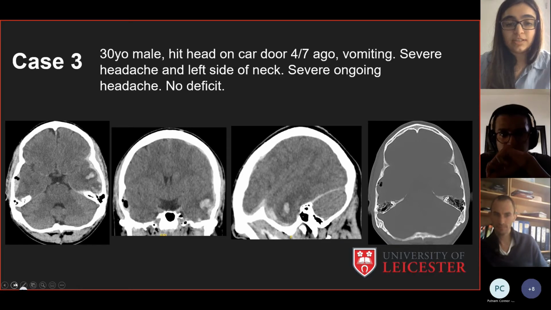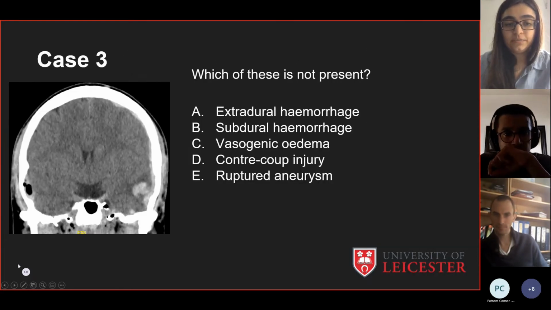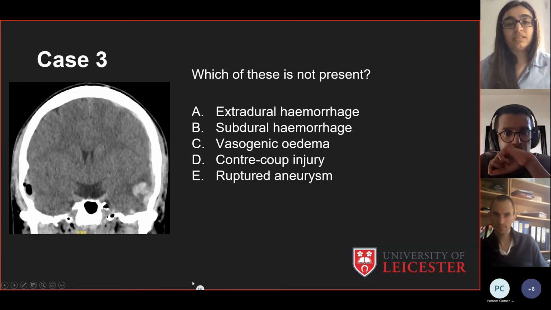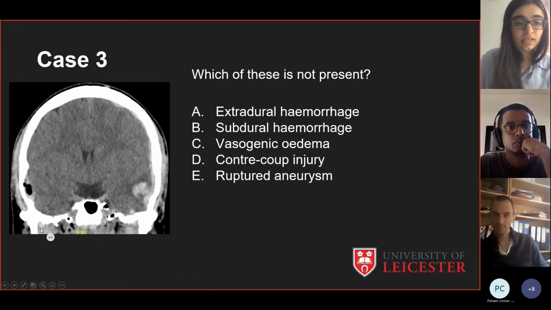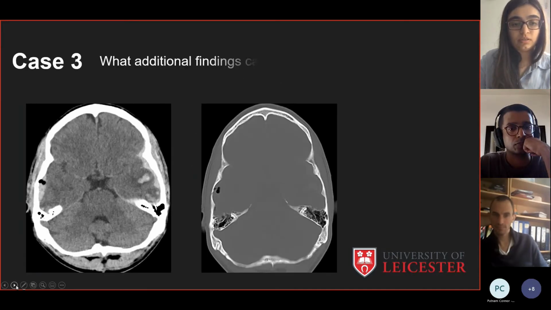Okay, I'm going to take you guys to the next question. So which of these is not present on this case? E, ruptured aneurysm. Fantastic, yes. So let's go through what we're seeing on these pictures.